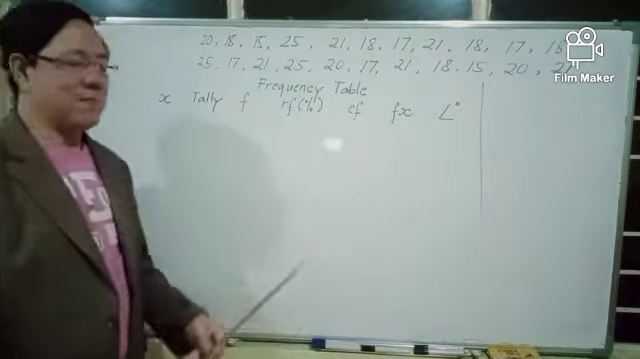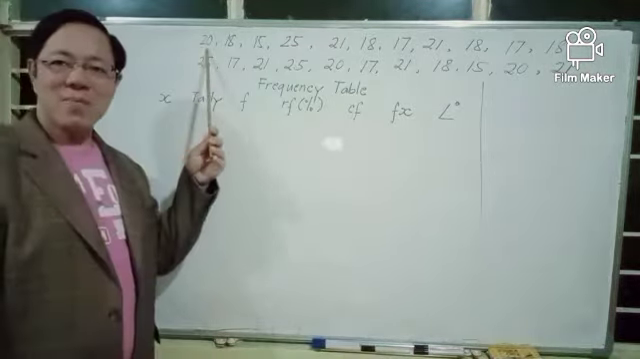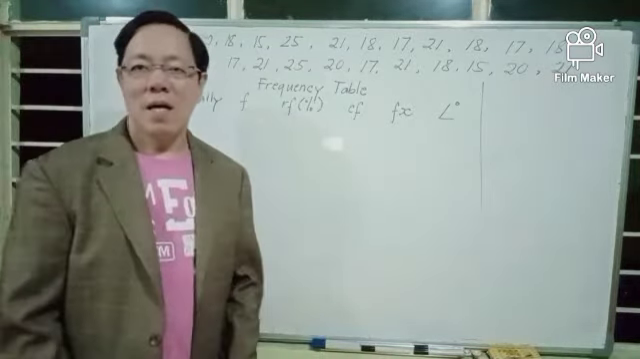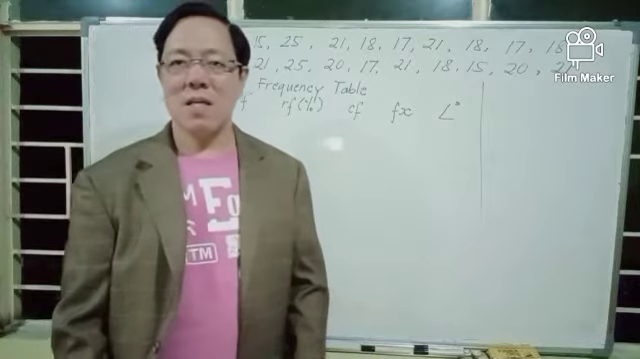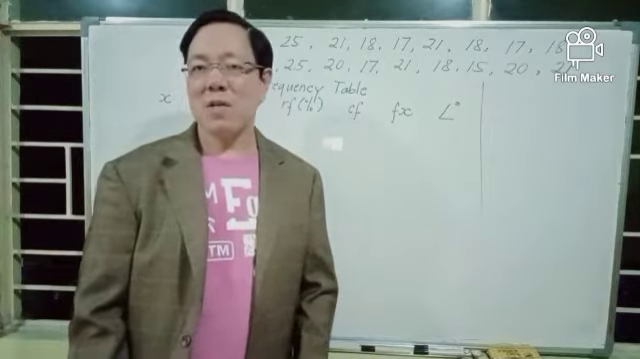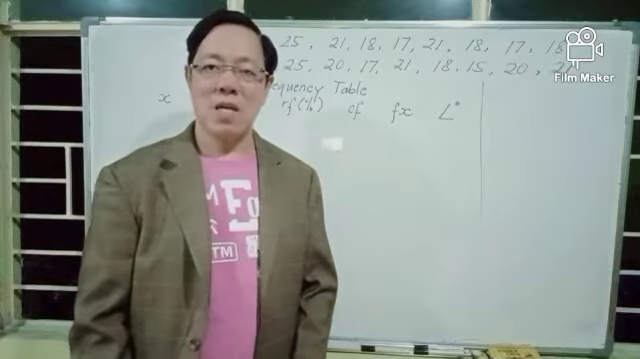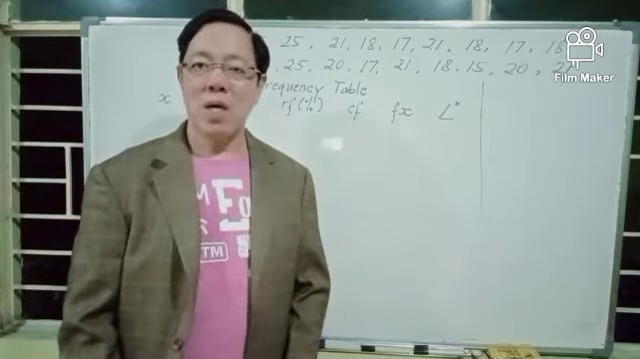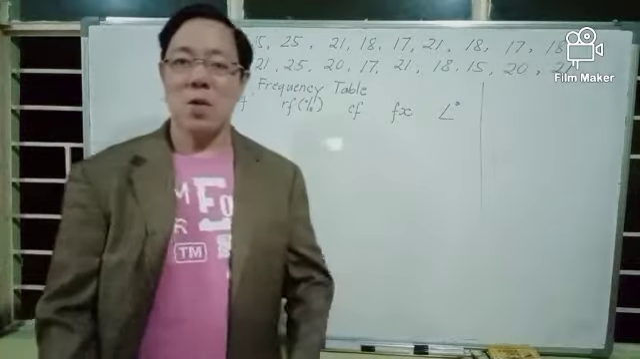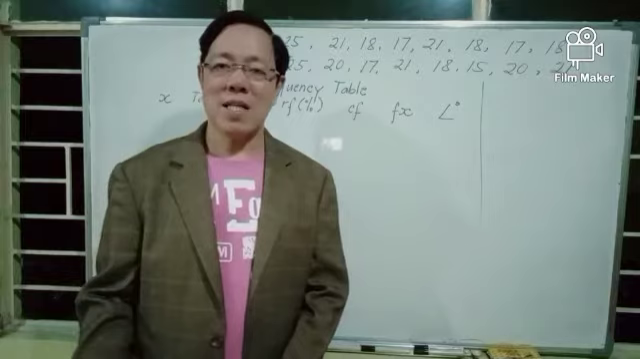These are scores of students in a 25-item quiz. The data given are 20, 18, 15, 25, and so on. And we will present this data in a frequency table. A frequency table is a tabular way of summarizing and presenting data, such as these scores of students in a 25-item quiz.